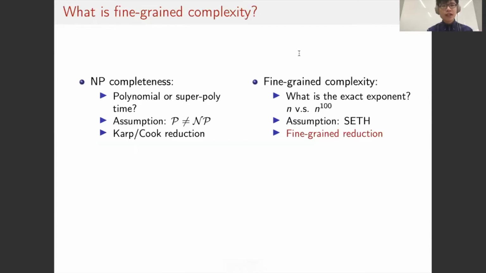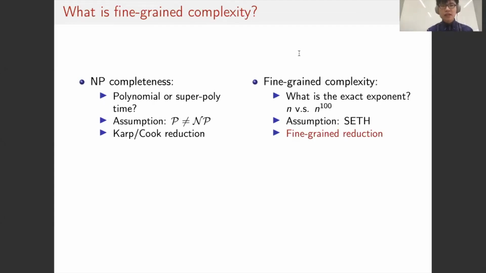So what is fine-grained complexity? I guess maybe most of you are more familiar with NP completeness, which cares about whether a problem is solvable in polynomial or superpolynomial time. Fine-grained complexity, however, cares about what is the exact exponent, like n versus n to the 100. Although both of them are polynomial, it makes a huge difference if you actually run the algorithm in practice.